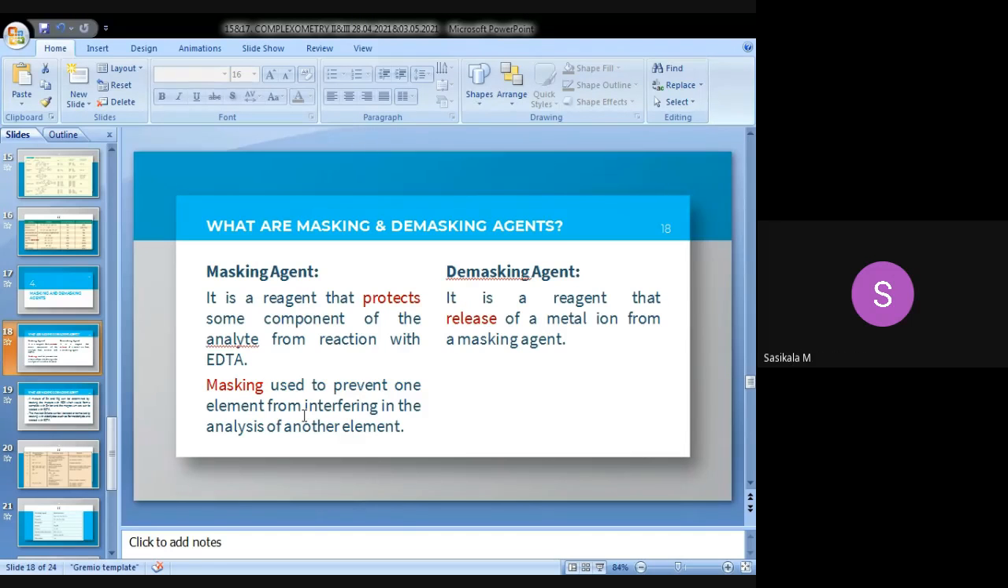It forms a separate complex and it will not interfere in the titration. Where in precipitation titration, what happens? The precipitate is just covered with a thick liquid called dinitrobenzene.